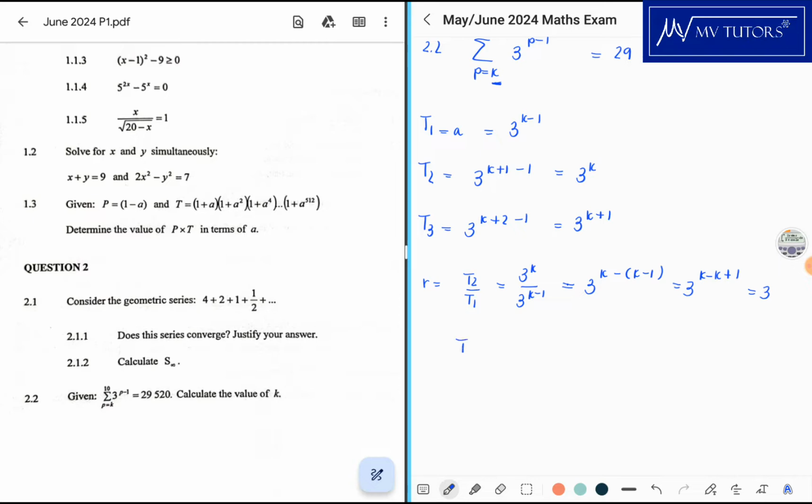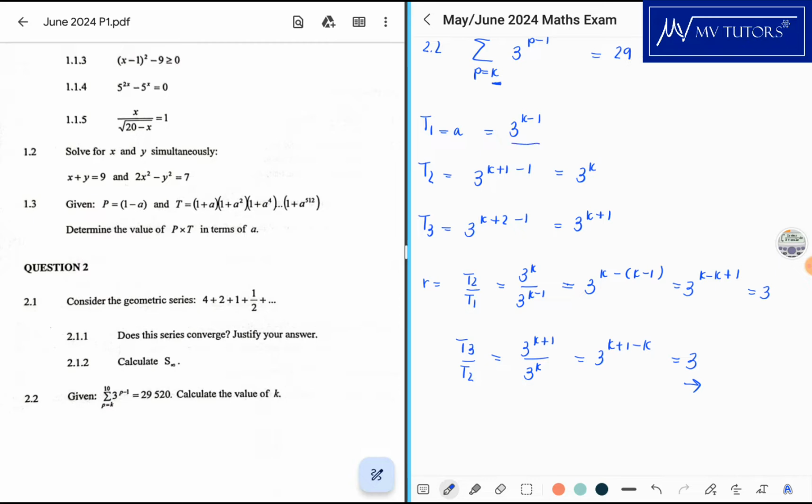And if you wanted to just make sure, you can take the third term and divide it by the second term. So the third term is 3 to the power k plus 1 divided by the second term, which is just 3 to the power k. So we're going to say k plus 1 minus k, and you can see at the end you're left with 3 to the power 1. So r is 3. That's your common ratio.